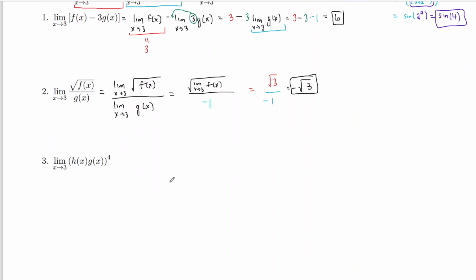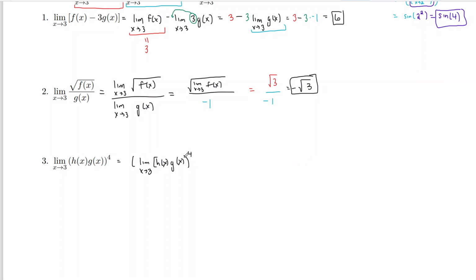All right, number 3. One more just to practice these. We have the limit as x goes to 3 of h of x times g of x, and that's all to the 4th power. This is an exponent, so we can use the exponent rule. It says bring the limit inside, so we can do the limit as x goes to 3 of h of x times g of x to the 4th.